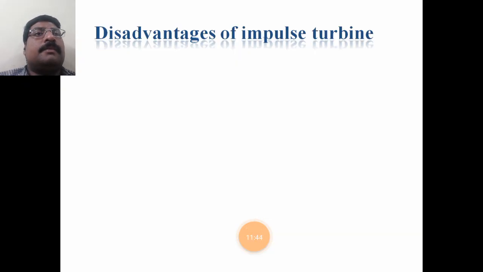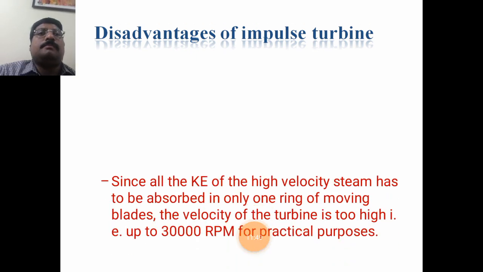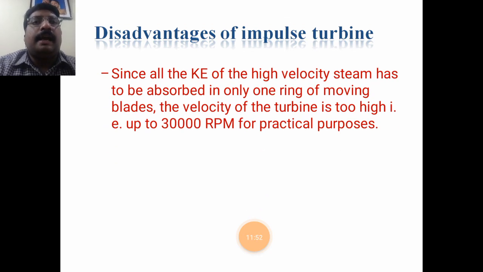Okay. Now, what are the certain disadvantages of the impulse turbine? Since all the kinetic energy of the high velocity steam is to be absorbed in only one ring of moving blades, the speed of the turbine is too high, up to 30,000 rpm, for practical purposes. So as I said, the total kinetic energy developed by the nozzle is passed to only one set of moving blades. Then the total kinetic energy is absorbed by only that moving blade set. So hence the speeds are very high and not practically used.